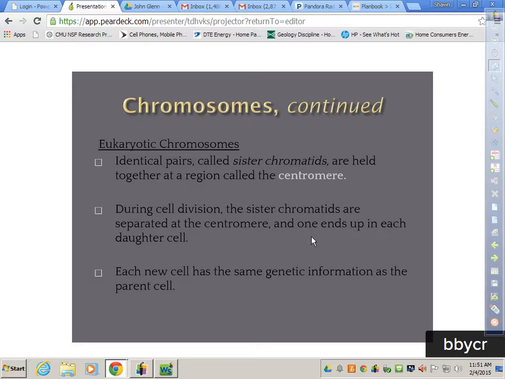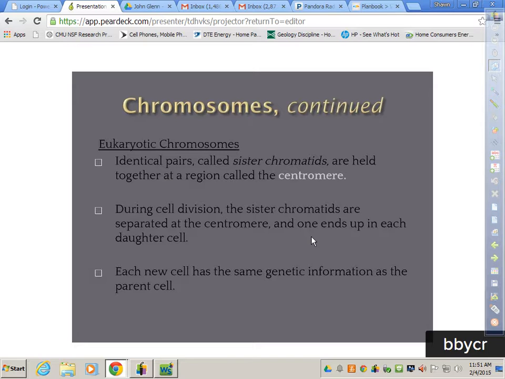71, I think. So during cell division, the sister chromatids are separated at the centromere, and one ends up in each daughter cell. Each new cell has the same genetic information as the parent cell. This is why my skin today is hopefully the same skin tomorrow. I don't want skin cancer, right? That's a good thing. Now, you want most of your cells to be the same tomorrow as they were today.